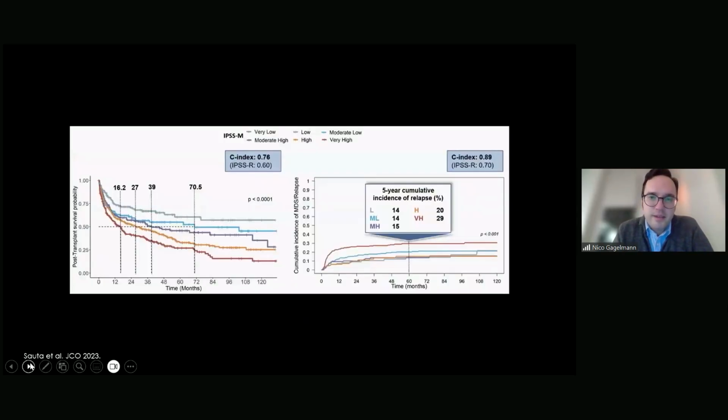The other thing we need to be aware of is this wonderful new tool, the IPSS-M. One of the most astonishing findings of the IPSS-M was that we now have one clearly high-risk group for post-transplant relapse. This is the very high-risk group, which both of these patients have, with very high-risk IPSS-M. So clearly both of these patients have a high risk of relapse, no matter what kind of treatment they get.